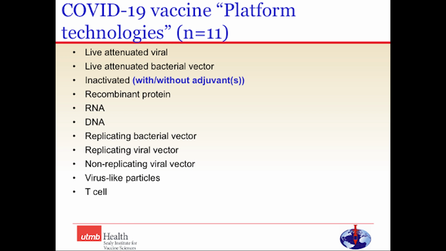And in terms of platform technologies, again, you name it, it's been tried. Live attenuated viral, live attenuated bacterial vector, inactivated with or without one or two adjuvants, recombinant protein, messenger RNA, DNA, replicating bacterial vector, replicating viral vector, non-replicating viral vector, virus-like particles, and T-cell. I can go through that quite quickly because all those candidates have actually been through evaluation, and we'll talk more about it as we go through it. So you name the technology and it's been applied.